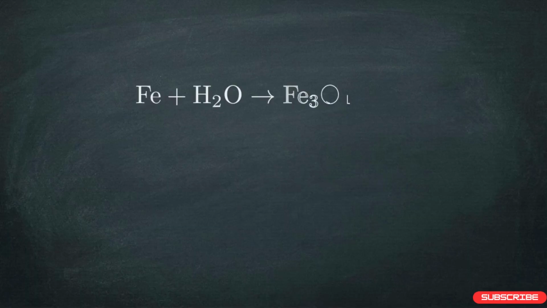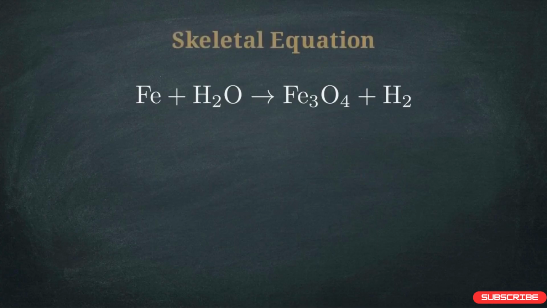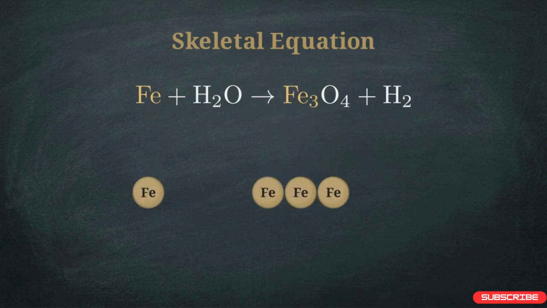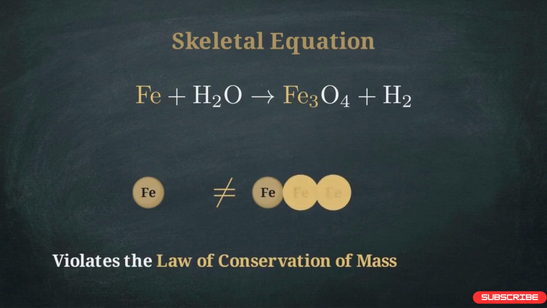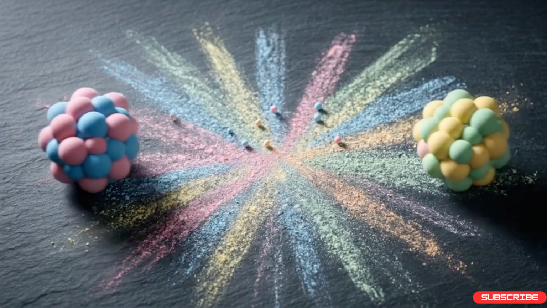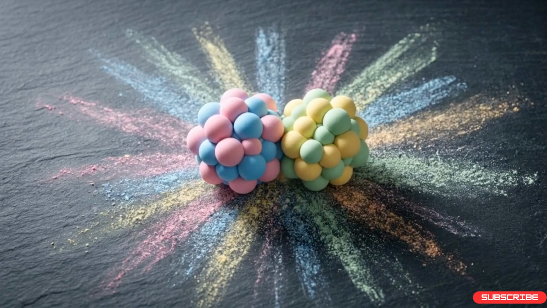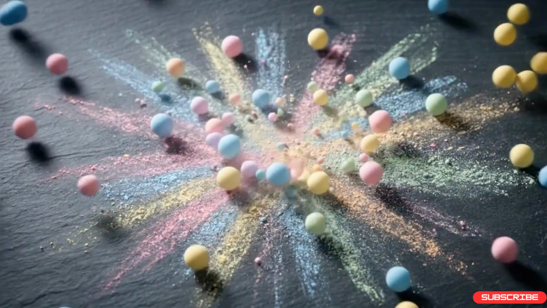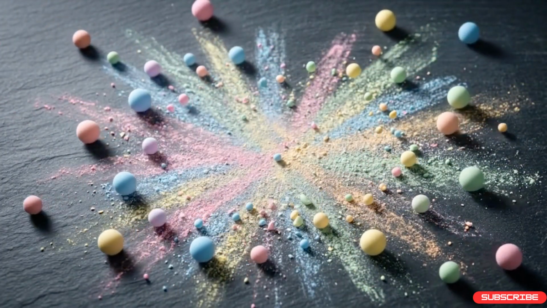Take a look at this chemical equation. It shows iron reacting with water to produce iron oxide and hydrogen gas. As written, this is a skeletal equation. It contains a critical error. It violates the law of conservation of mass. In a chemical reaction, atoms cannot be created or destroyed. The total mass of the reactants must equal the total mass of the products.